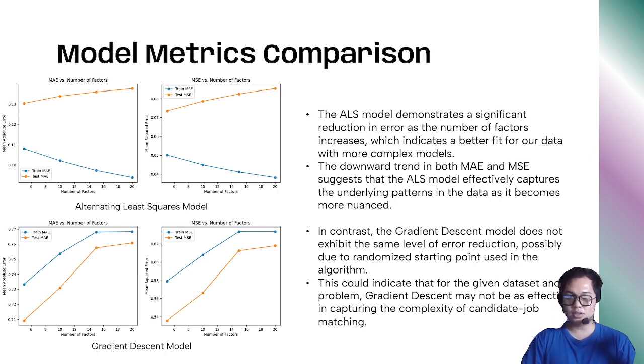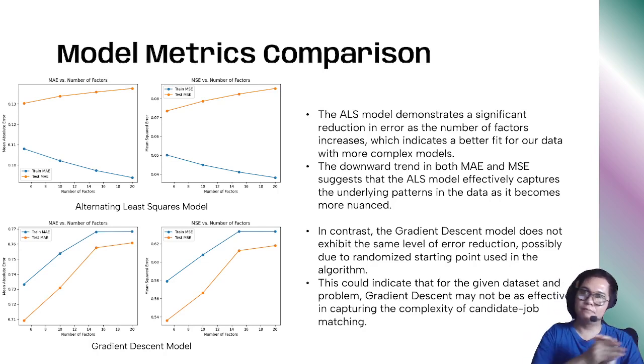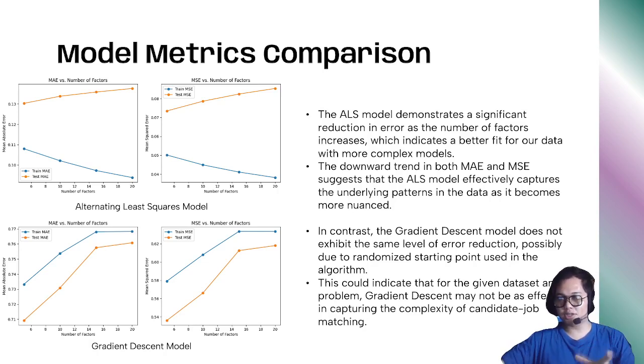In contrast, the gradient descent does not exhibit the same level of error reduction, possibly due to the randomized starting point used in the algorithm, like I said previously. This could indicate that for the given dataset and problem, gradient descent may not be as effective in capturing the complexity of candidate and job matching. If you retrain the gradient descent model, you will receive different MAE and MSE metrics again. So it's really not a reproducible model for this kind of project that we use.